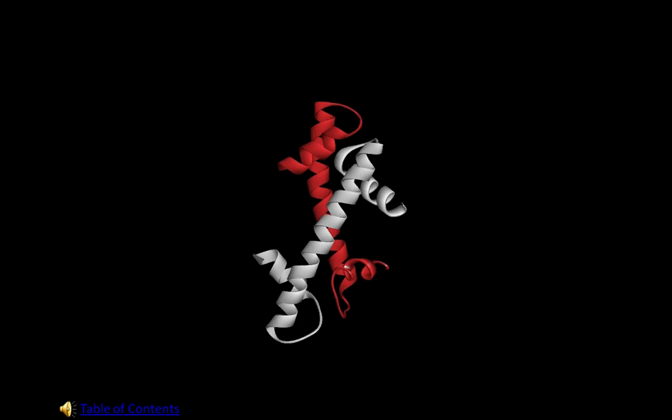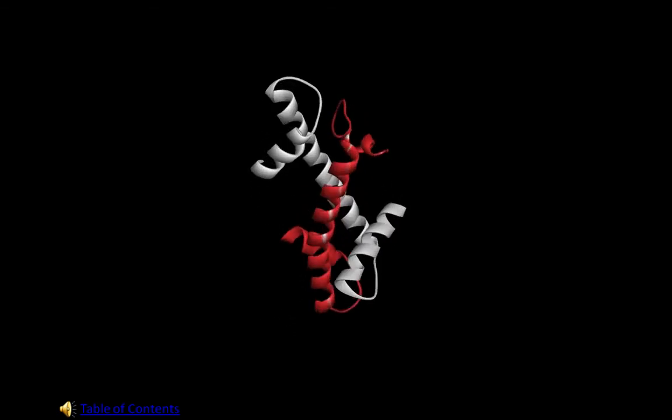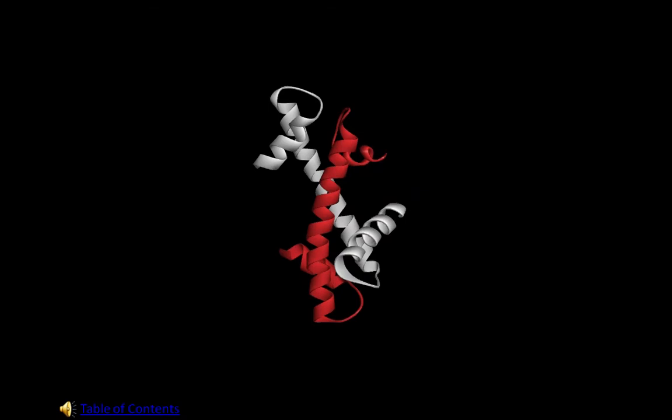Let's flip our dimer back to its former position. Next, we'll begin to examine the forces which hold the histone octamer together. This is best done in the setting of the tetramer.